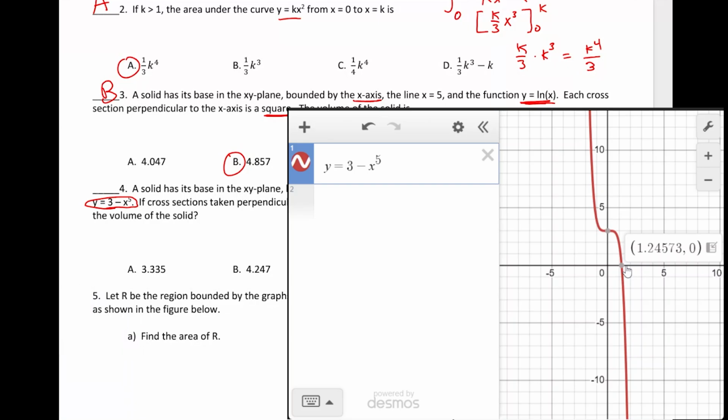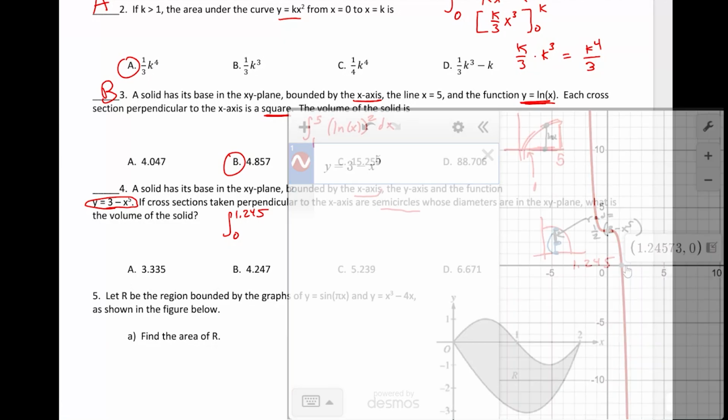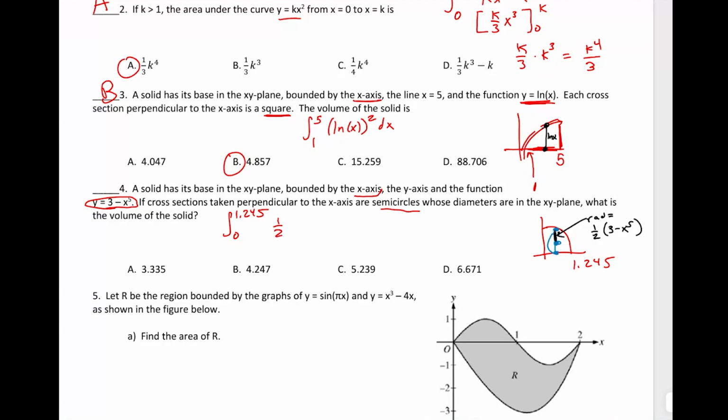Okay, so let's set this up. We've got the integral from 0 to 1.245. We've got a bunch of cross sections we need to add up. They're all going to be in the form 1/2 pi r squared, where the radius is 1/2 of 3 minus x to the 5th. And this is going to be what we type into Desmos.